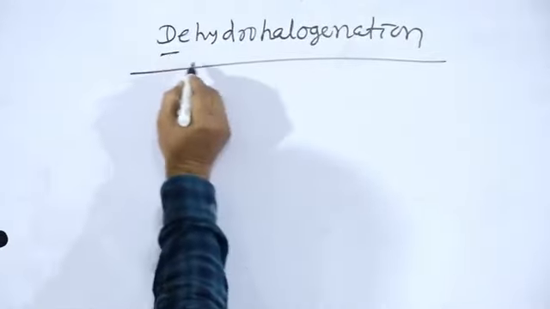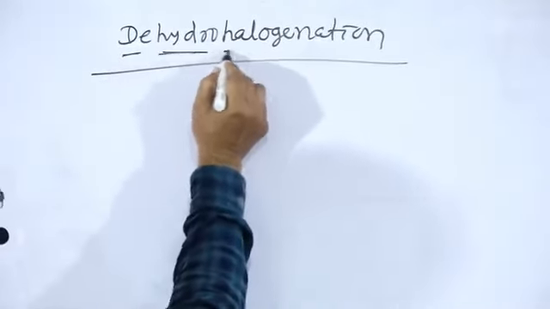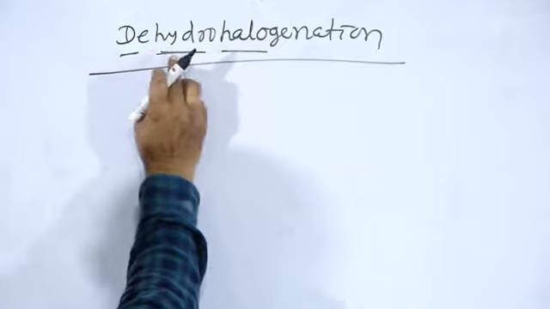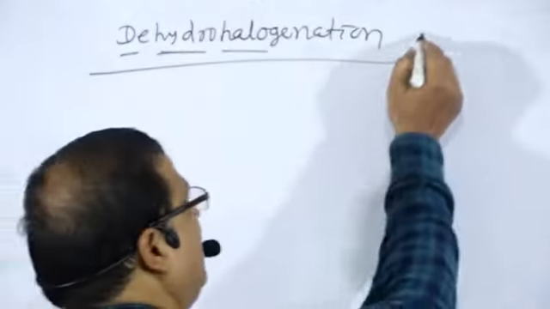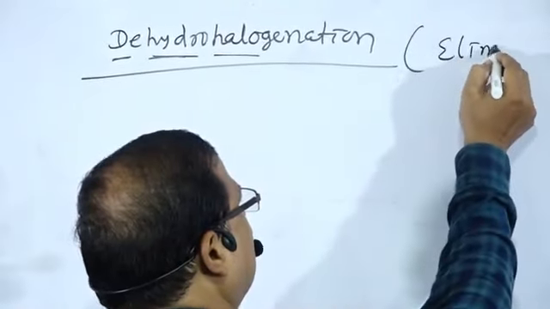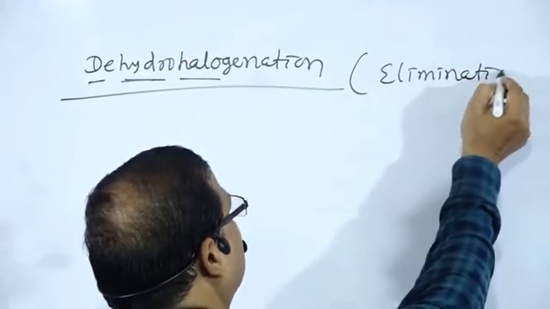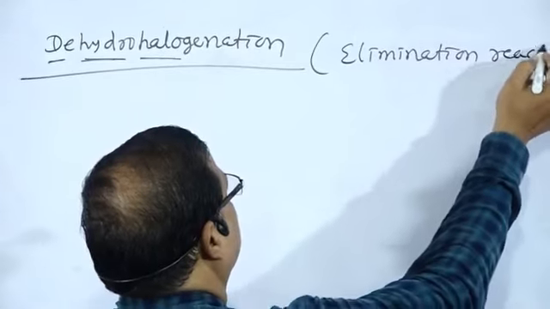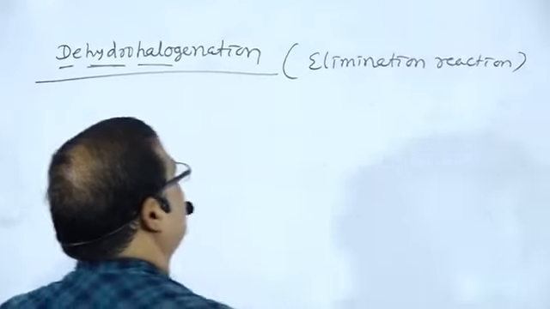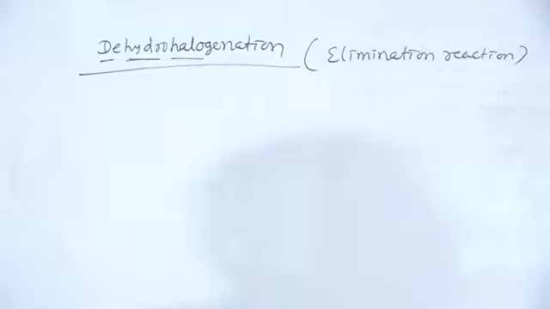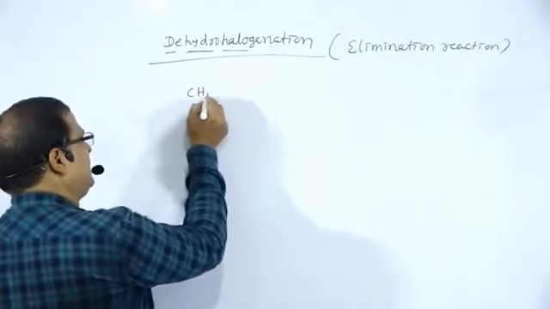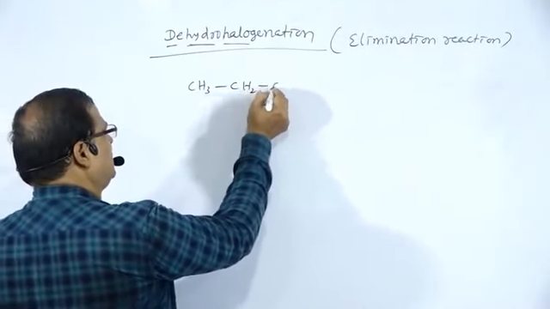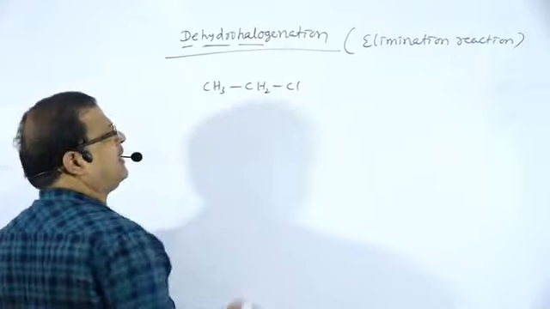Dehydrohalogenation: D means removal of hydrogen and halogen. Removal of hydrogen and halogen is the dehydrohalogenation reaction, that is, the elimination reaction, beta elimination. For example, CH3CH2Cl, that is ethyl chloride.